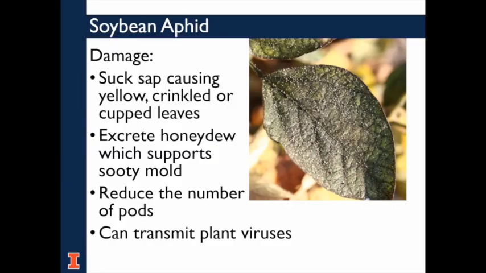Soybean aphids suck sap from the plants, which causes yellowing and crinkled or cupped leaves. They excrete honeydew, which supports sooty mold, and they can reduce the number of pods produced. They also have the potential to transmit plant viruses.